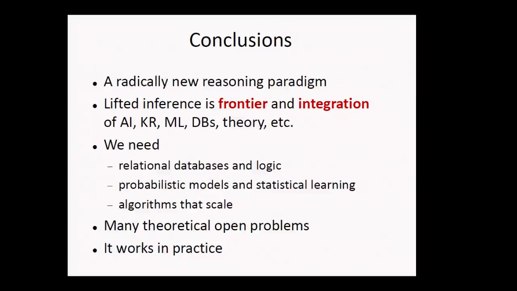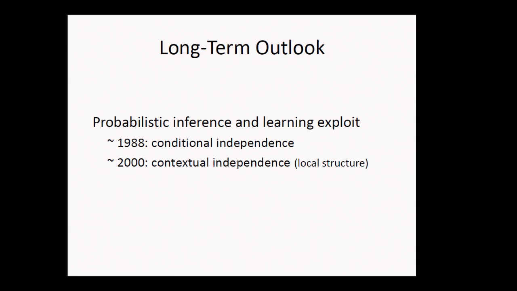I think for theory people, there's a lot of stuff to be done here. There are many theoretical open problems, but I also hope that I convinced you in the end that there's a very important practical dimension to this work where we want to apply this to real problems. So for a bit of a long-term outlook, this is for me the shorthand history of uncertainty in AI.